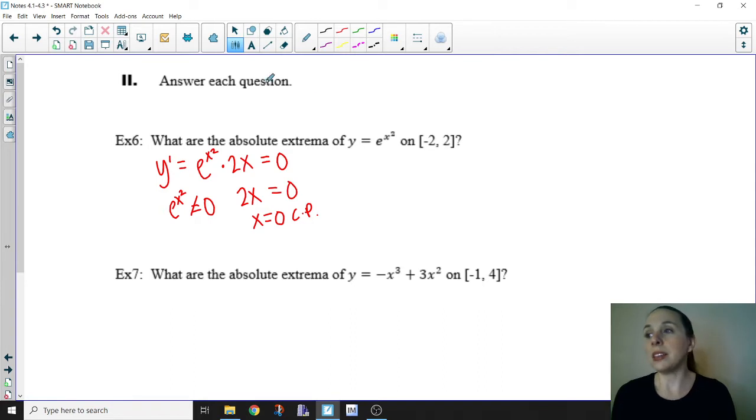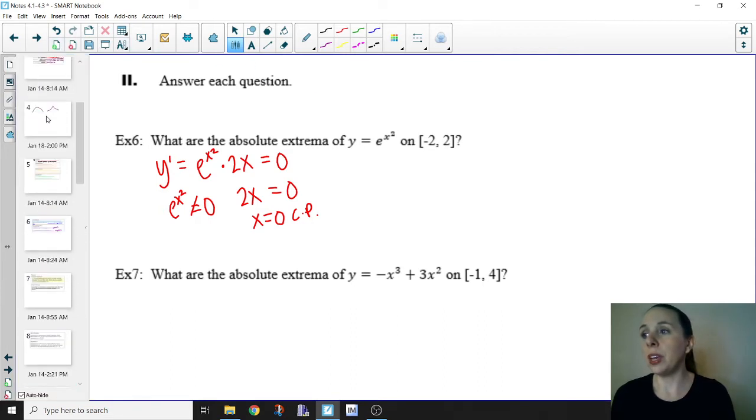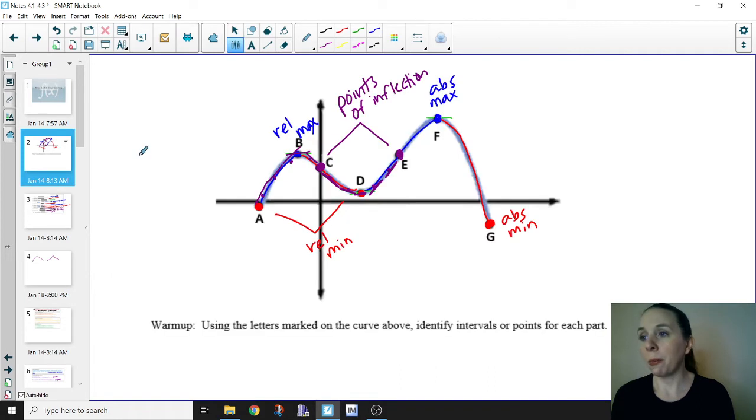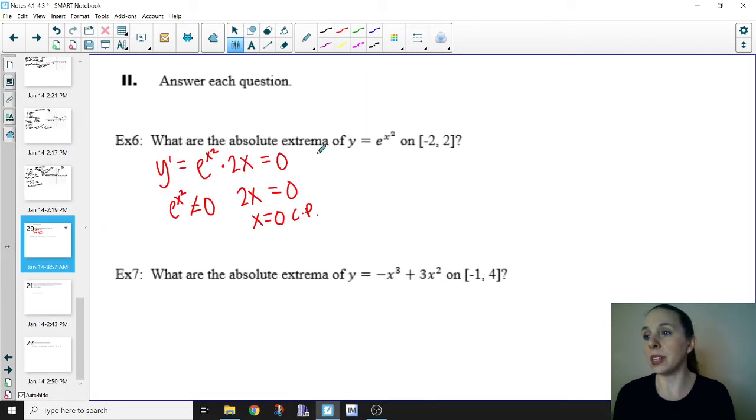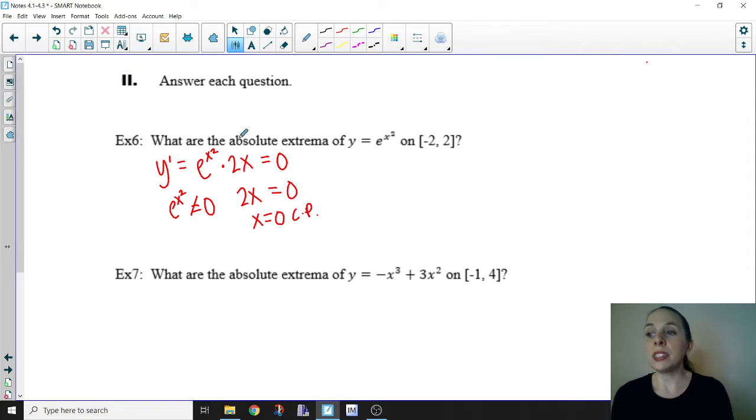But keep in mind, and this is going to reference something that we talked about way back at the beginning, extrema can also occur at endpoints. And so even though we only have one critical point in example 6, we still are going to be able to find an absolute minimum and an absolute maximum because, again, we also have endpoints. And the test that we use whenever we are looking at endpoints is called a candidates test.